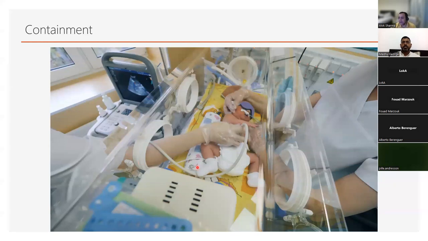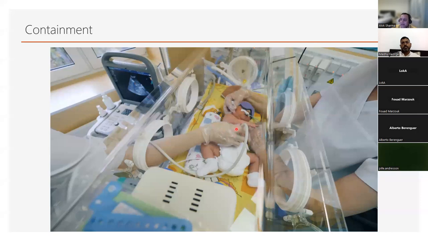So this is containment for you. And this is just an example of a term baby within the incubator. Some of you will use open air resuscitators. And this is a really nice example of containment over here. So the baby basically has one arm that's held by the nurse, other arm that can be held by the nurse, but really you're scanning the anterior areas.